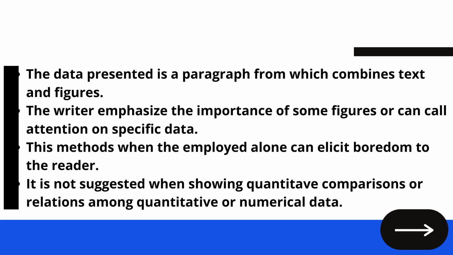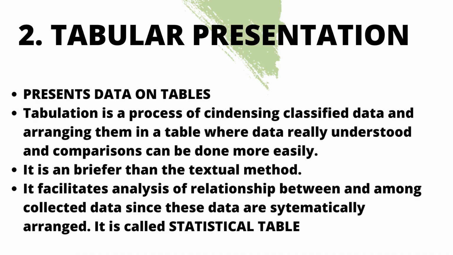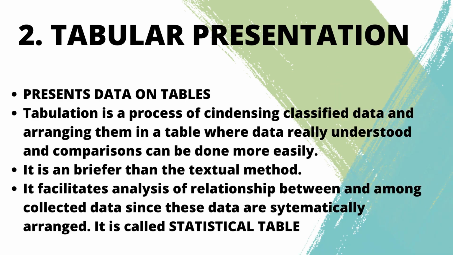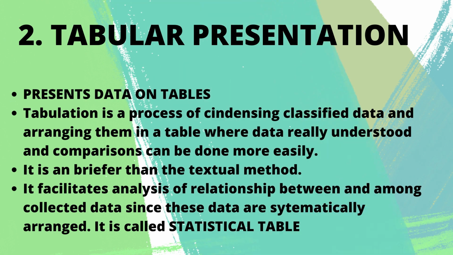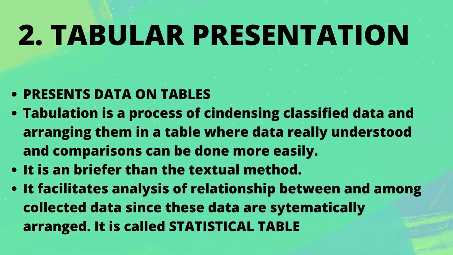Second is tabular presentation. Present data in tables. Tabulation is a process of condensing classified data and arranging them in a table where data are more easily understood and comparisons can be done more easily. Second, it is more effective than the textual method. It facilitates analysis of relationships among the collected data since these are systematically arranged, and it is called a statistical table.